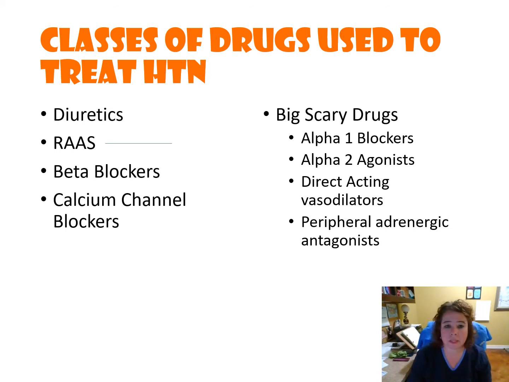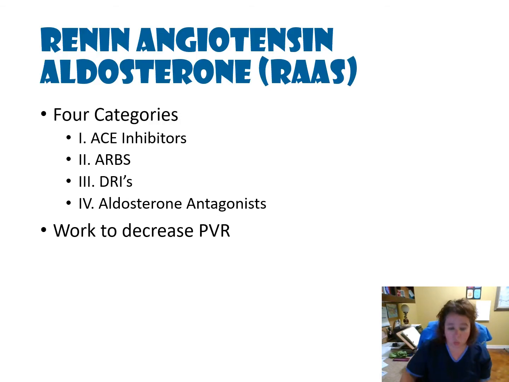So let's spend some time learning about our first category here, the drugs that affect our renin-angiotensin system. With the renin-angiotensin system, we get 4 different categories of medications: our ACE inhibitors, our ARBs, our renin inhibitors, and our aldosterone antagonists. Basically, what you need to know is that these work out in the periphery to decrease peripheral vascular resistance, which allows the blood to flow in and out a lot more easily.